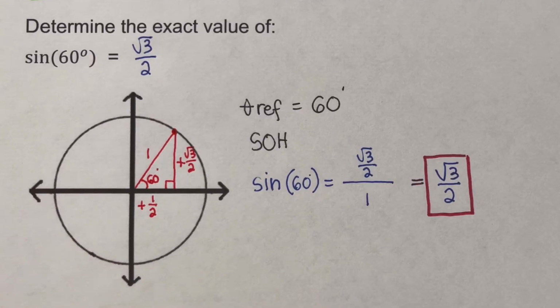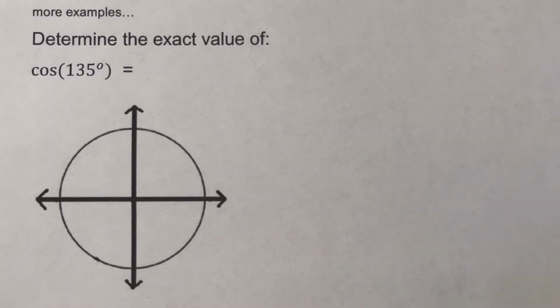Now let's move on to the next example. So in here, we're supposed to determine the exact value of cosine 135. So again, there are steps that we need to follow.